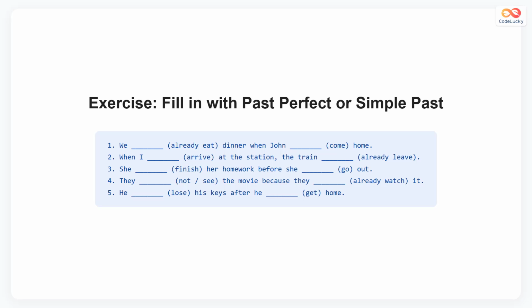Fill in the blanks with the correct form of the verbs given. For example, we had already eaten dinner when John came home. This exercise helps practice the correct use of past perfect and simple past to describe actions in the right order.